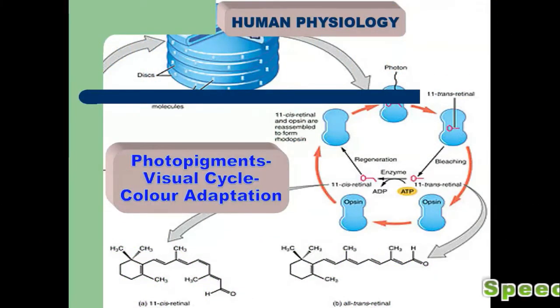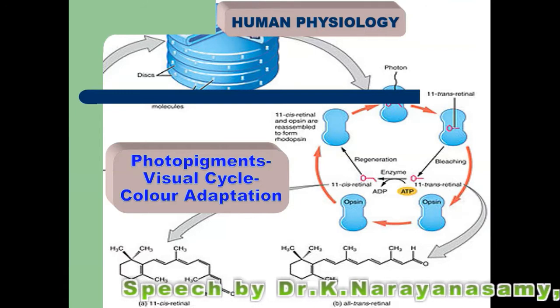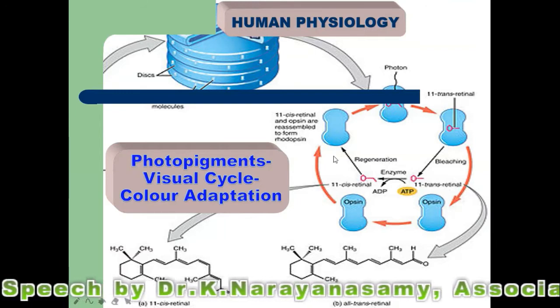The pigment which is present in the rod discs is called rhodopsin. The pigment which is present in the cone cells is called iodopsin.